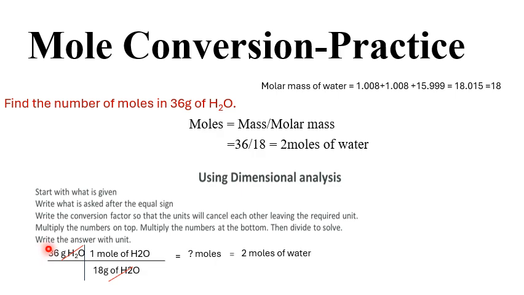And what are the things left? 36 times 1 mole of water divided by 18. That will give you 2 moles. See, the answer is the same. So whichever way you feel comfortable, go that way, and both are acceptable.